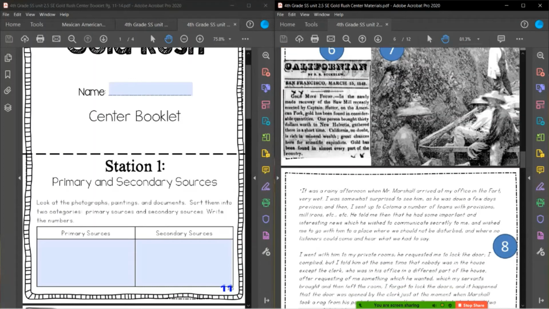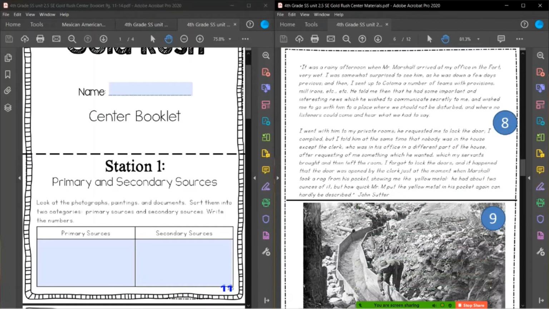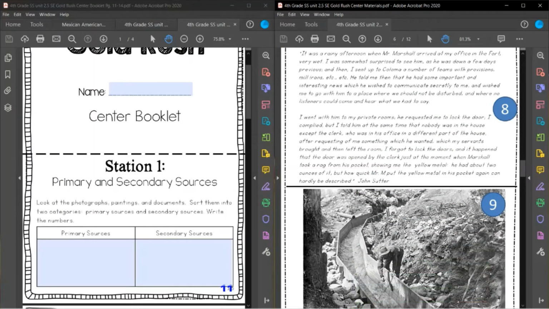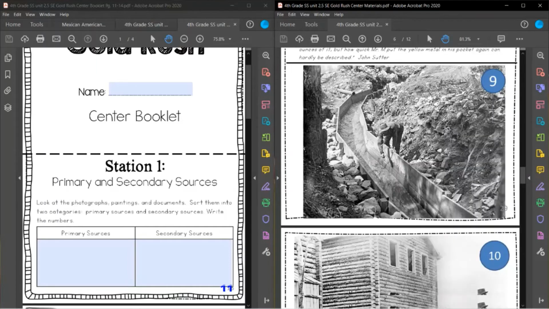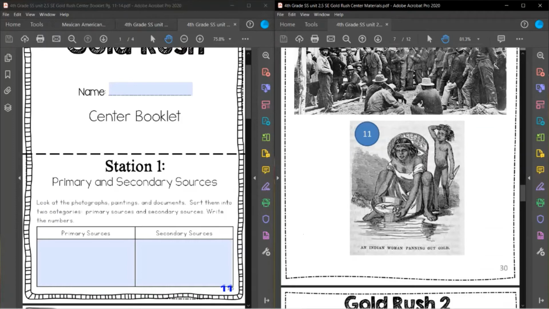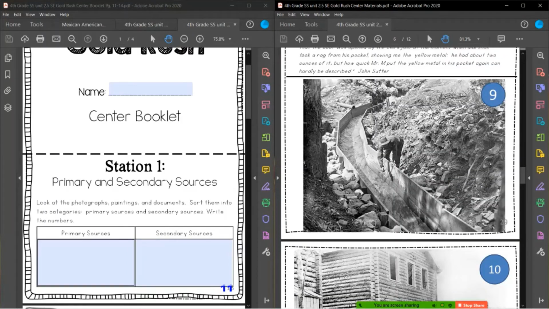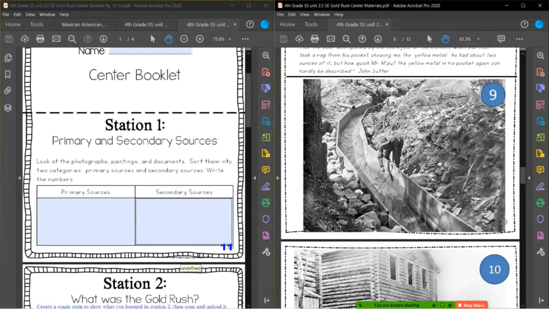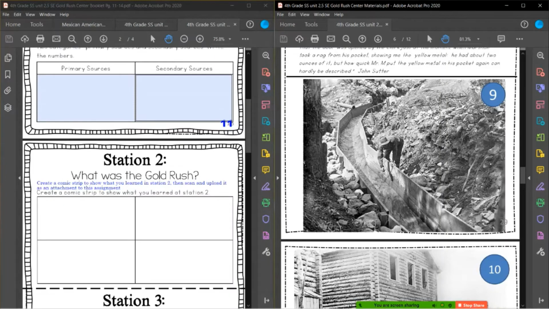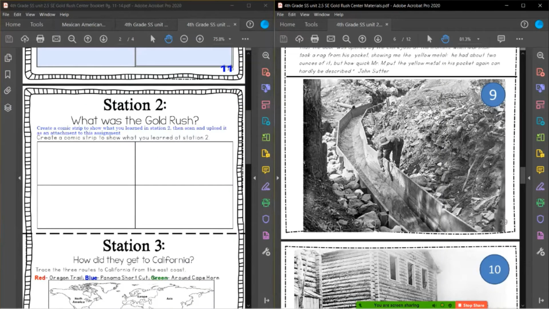So I do want you to go through, look at them carefully, read through them. If you're not sure, go back and look at what makes a primary source and what makes a secondary source. And then you can sort these different things into those categories. So there's 11 items that you're going to split into these areas. Put the numbers of the primary sources in the primary box, put the numbers of the things that you think are secondary sources in the secondary box. After that, you're going to go on to station 2.